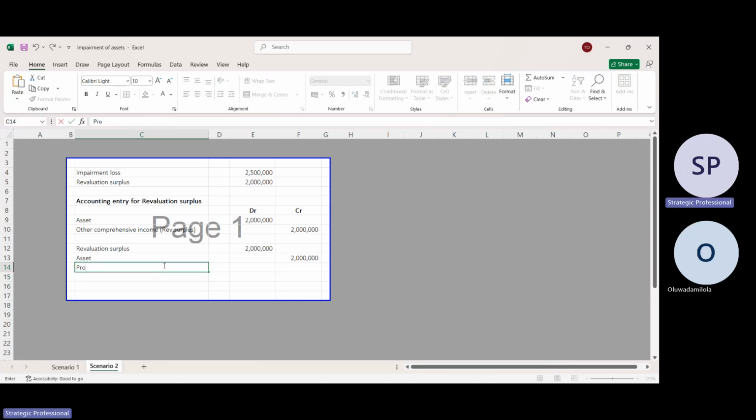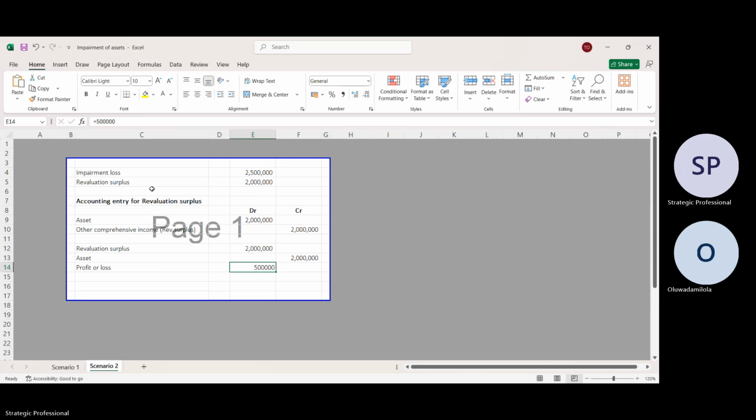Profit or loss, which is the expense. Profit or loss, 500,000. 500. Then credit asset with 500. This is how you are supposed to do it.